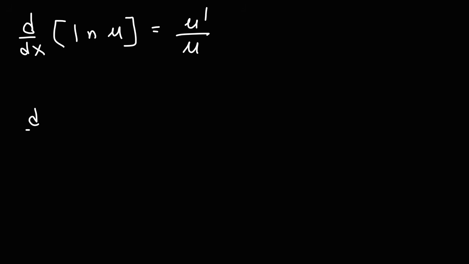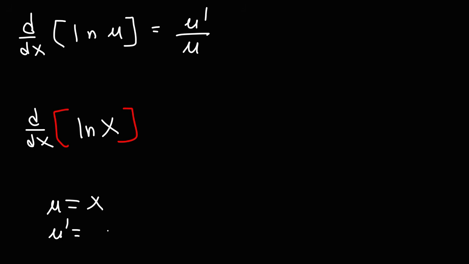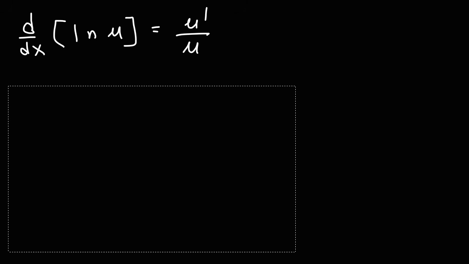Now let's move on to the derivatives of natural logs. The derivative of ln u is equal to u prime divided by u. So let's say if we want to find the derivative of the natural log of x. In this case, u is equal to x. U prime, the derivative of x, is going to be 1. So it's u prime over u, or just 1 over x. So that's the derivative of the natural log of x.